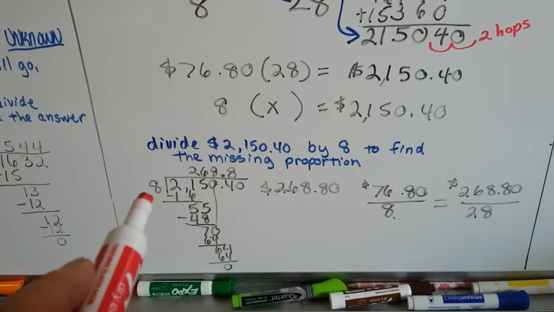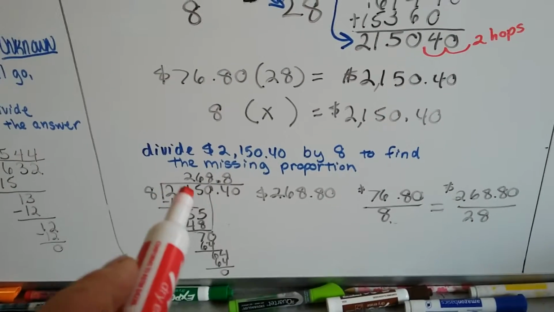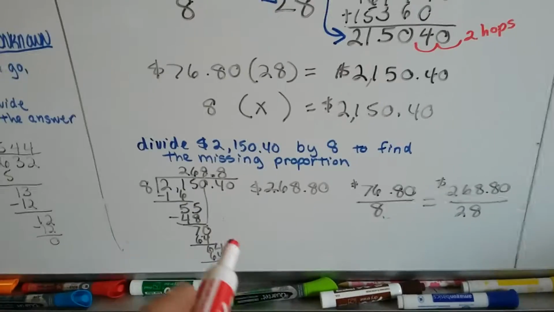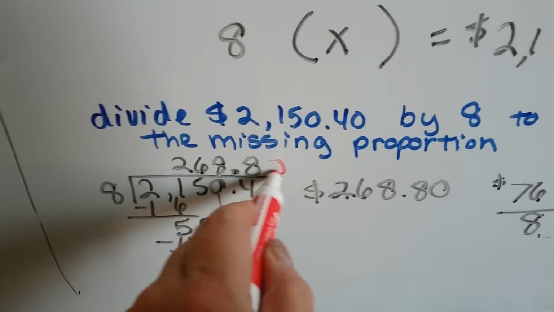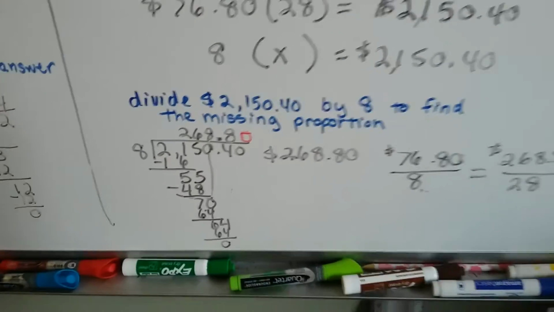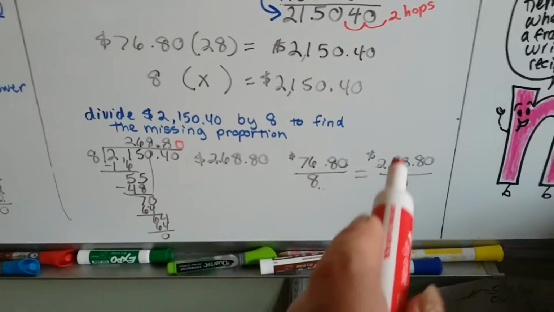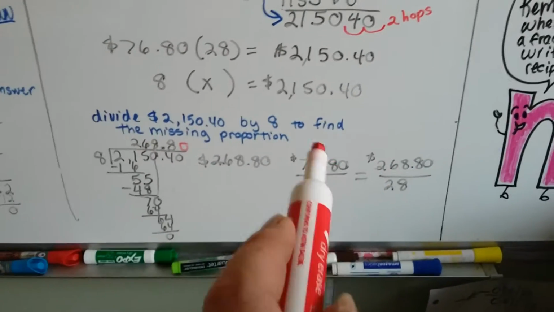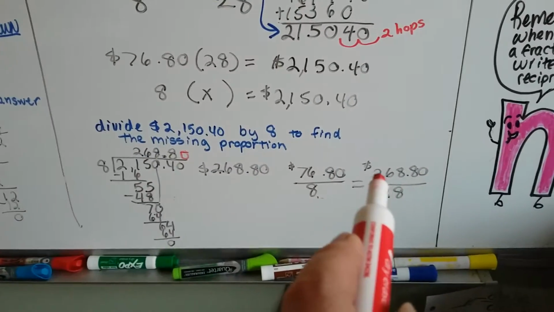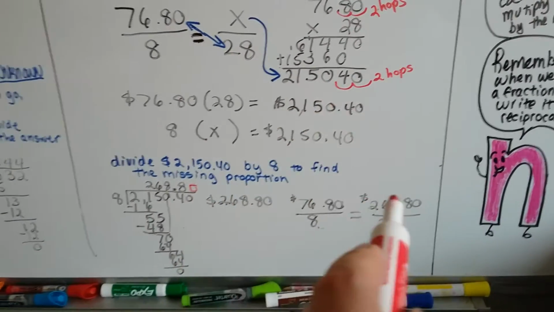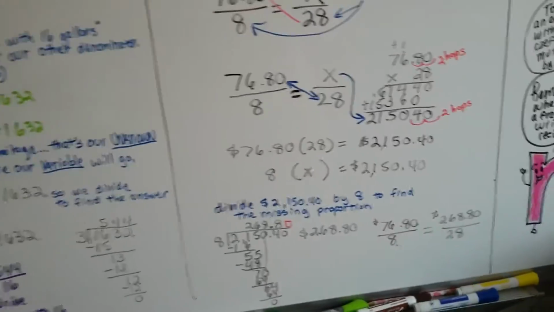So we do the division, and we find out that 8 goes into it 268.8 times, and because we're talking about money, we know we can put another 0 here to mean 80 cents, right? So we know that the missing proportion is $268.80. To check it, we just see if 8 times 268.80 comes out as 2150.40, and then we'll know we did it correctly and we have our correct proportions.